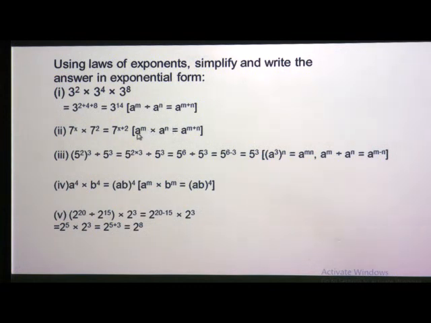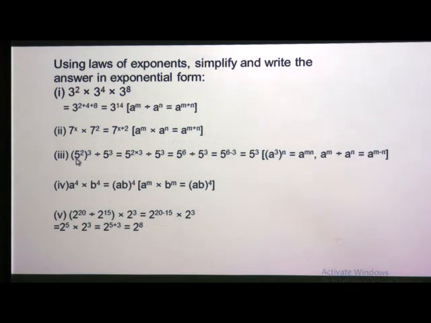What is this? a is the base, which is given as the same. Here m and n are different. m may be any number and n may be any other number. So when the bases are the same, the exponents or powers we have to add, that is m plus n. So we write the common base a and to the power m plus n.